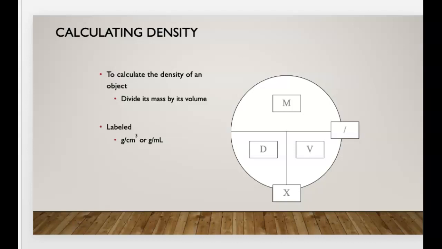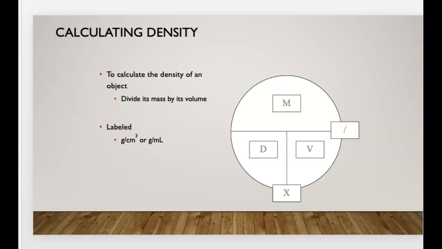So if I'm looking for density, I notice if I cover up that D, there's an M on top and a V on the bottom. So because there's one thing above the line and one below, we call that division. If I want to find the answer for mass, I would cover up the M, and I notice both of the numbers I have are below the line. So now I can multiply density times volume to find mass.